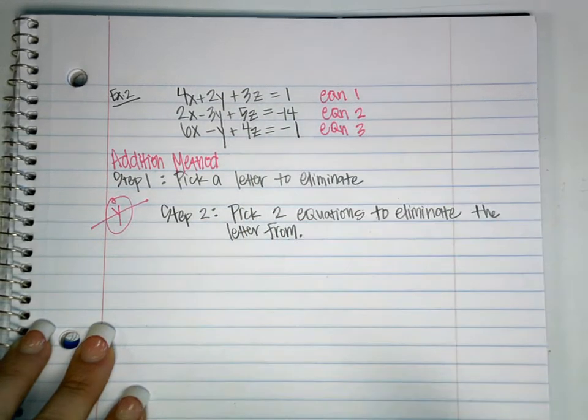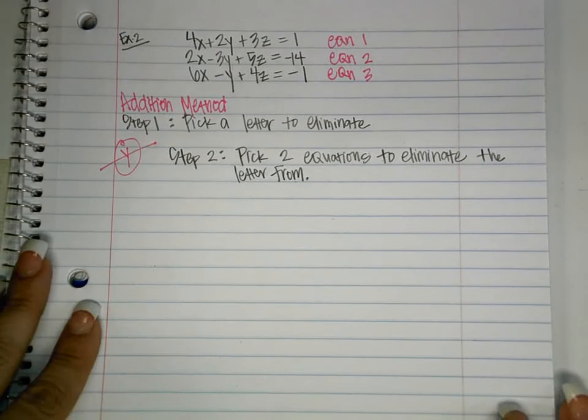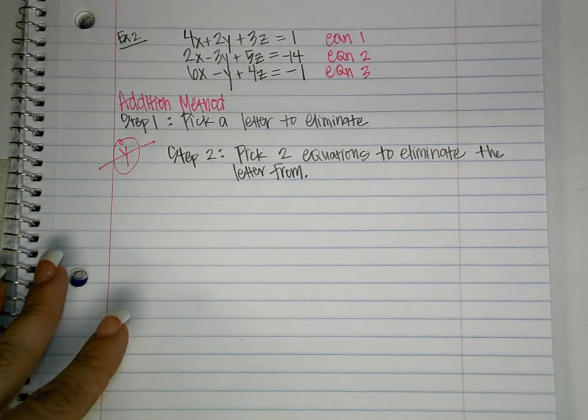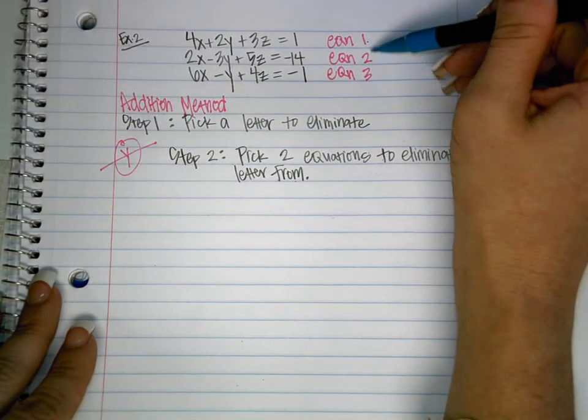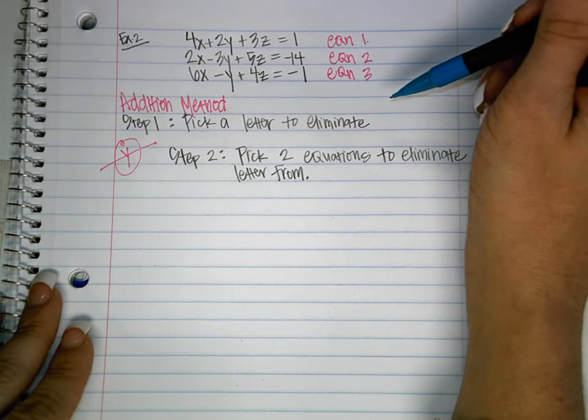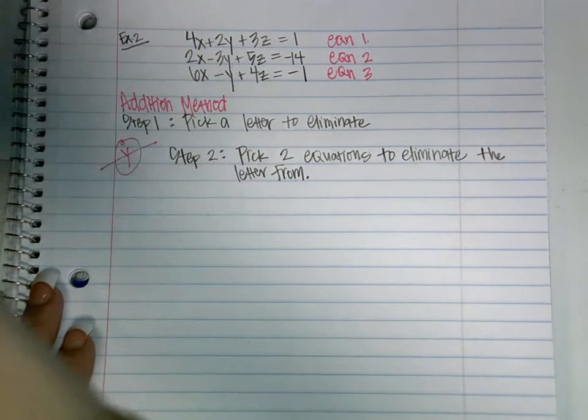Okay, pick 2 equations to eliminate the letter from. We already decided we're going to eliminate Y. Which 2 equations would I like to eliminate it from? So you want to do 1, 2, and 3? Which ones? Pick 2. You want to start with 1 and 3?